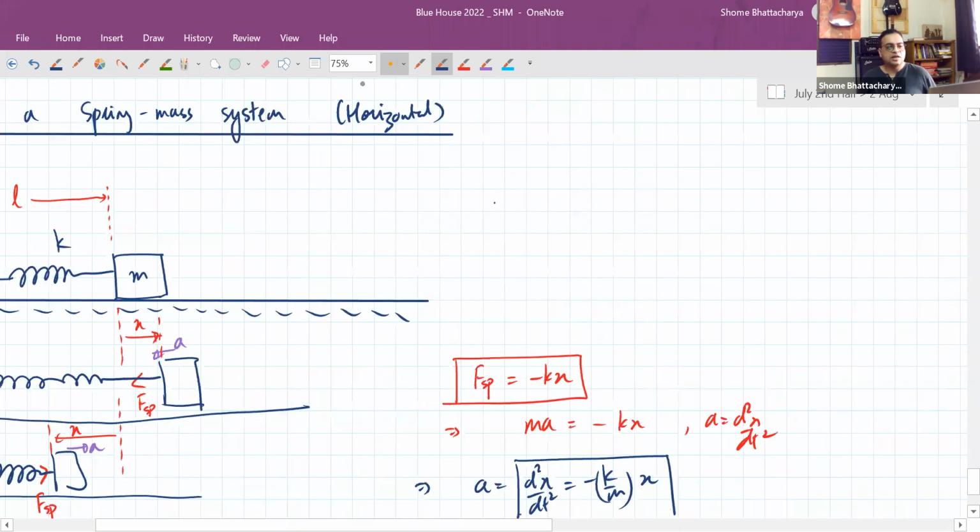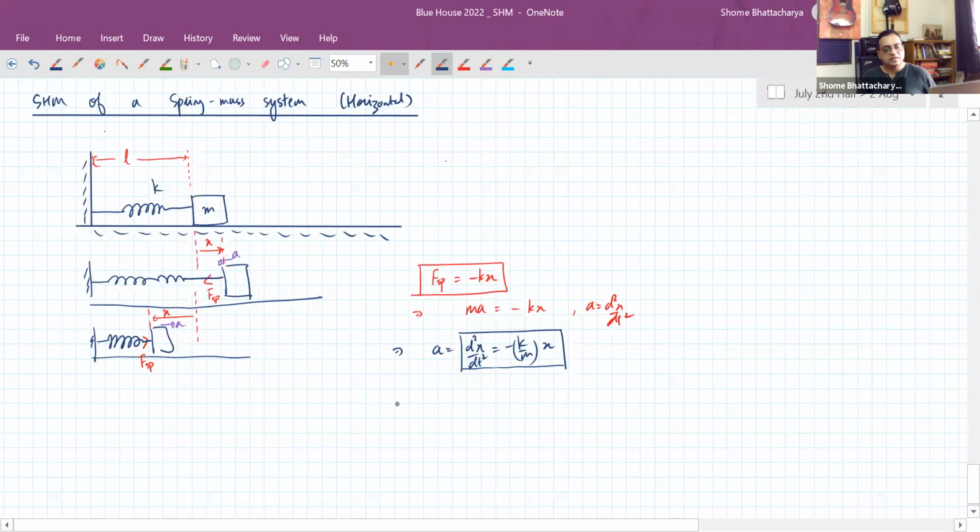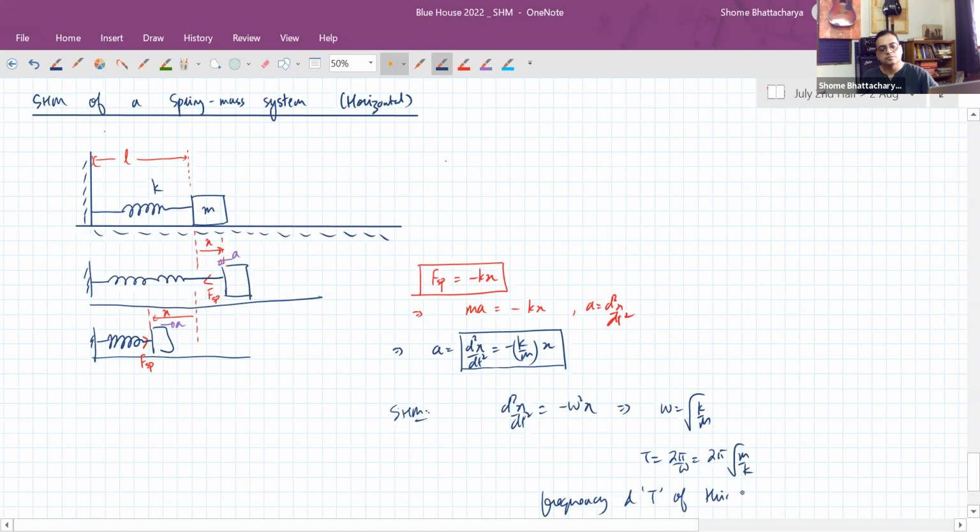So any system like this will have a fixed value of time period. So compare with the standard SHM equation, d2x by dt square is equal to minus omega square x. So omega is square root of k by m. So time period, which is 2 pi by omega, is 2 pi under root m by k. So that means the frequency and time period of this system is determined from the spring constant and the mass only.